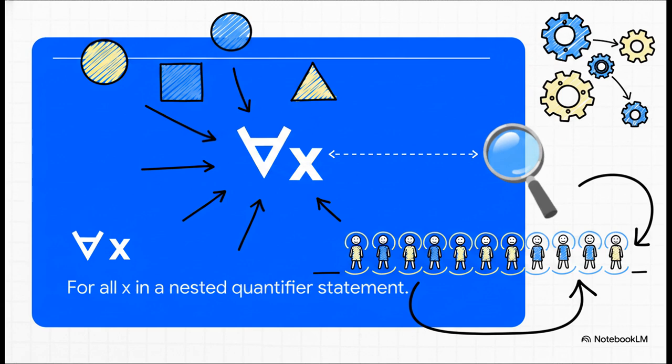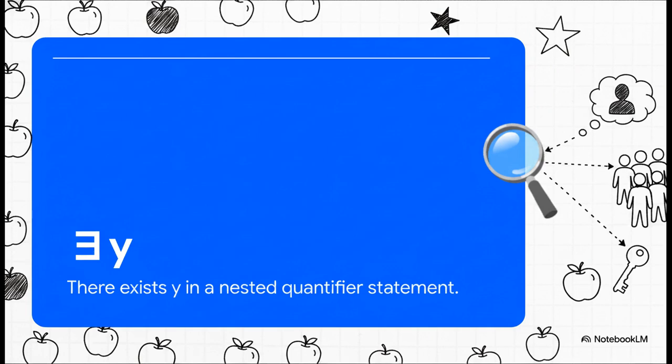Literally, no exceptions. Now on the flip side, we have the symbol that looks like a backwards capital E. This is the existential quantifier. While our last symbol was about absolutely everyone, this one is a lot more relaxed. When you see this backwards E, it just means there exists, or some, or maybe even at least one. It doesn't mean all of them do it, it just guarantees that we can find at least one specific example out there in the universe that fits our criteria.